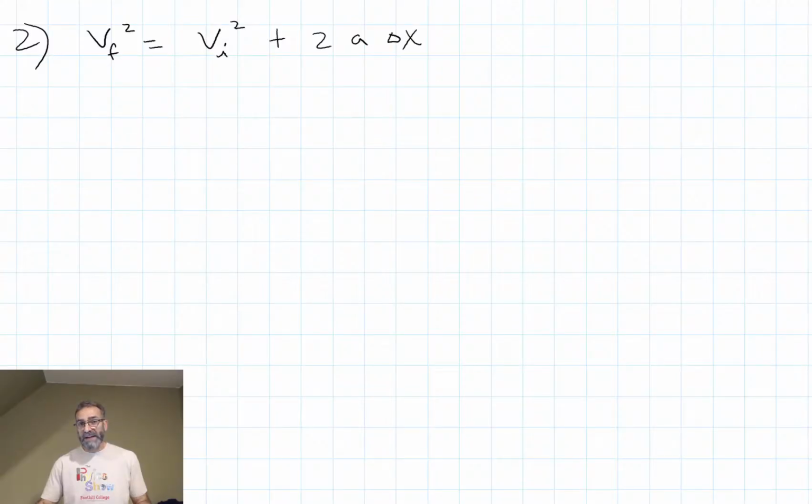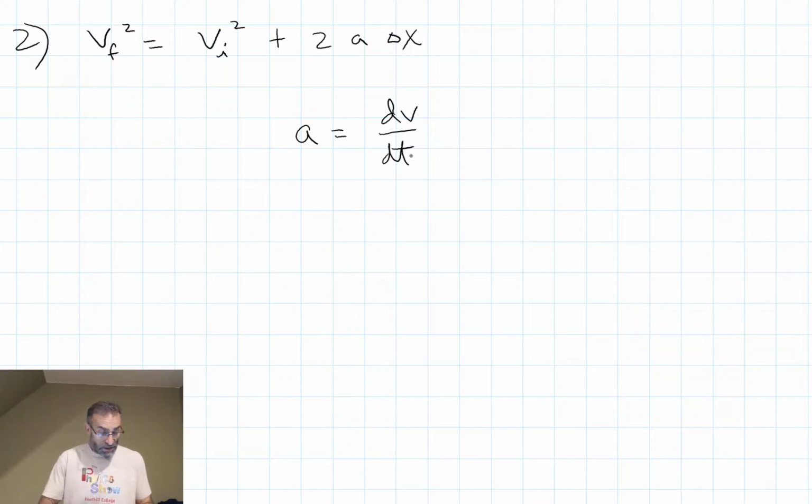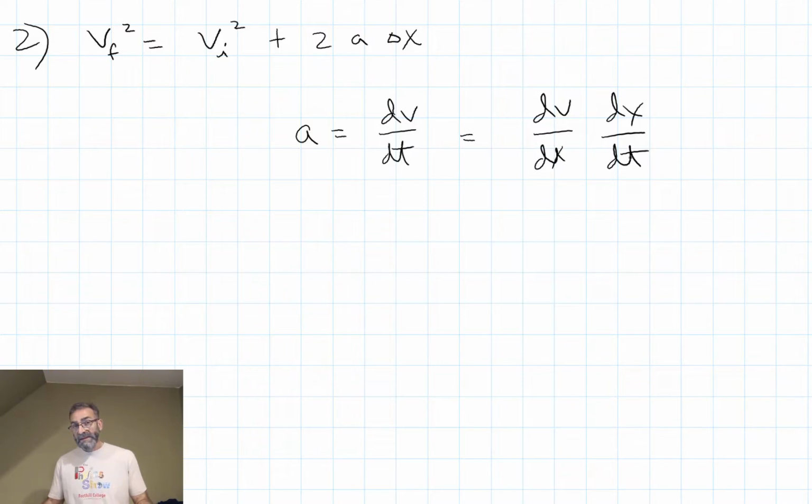Let's do equation 2 next. This is the trickiest one. Again, we'll start with our definition of acceleration, dv dt. But we're going to change this. We're going to write dv dt as dv dx times dx dt. Mathematically, that's the same. I know you wouldn't think to do that off the top of your head, but it's a little trick we have to do on this one equation. The other equations are all more straightforward.